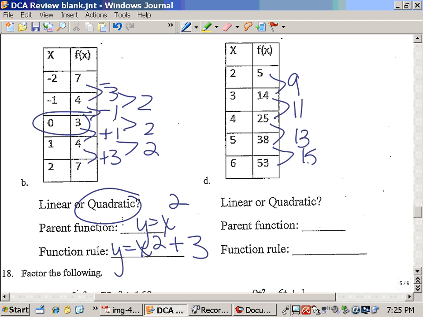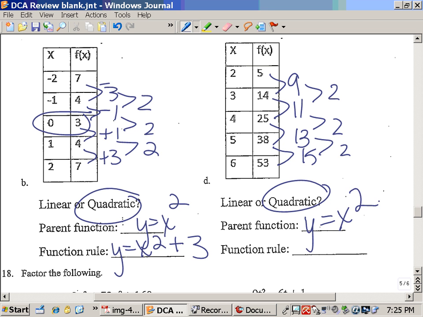There's no common factor, so it's not linear. Now these all go up by 2, which makes it quadratic. The parent function is y equals x squared, and at this point, you are not going to be required to put that in and find the function rule. So we're going to leave that part off for now.